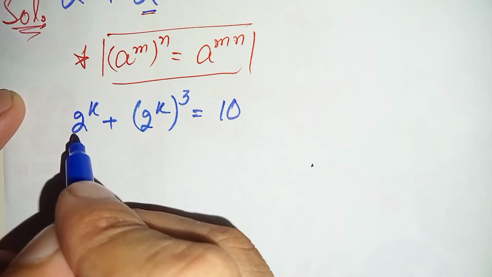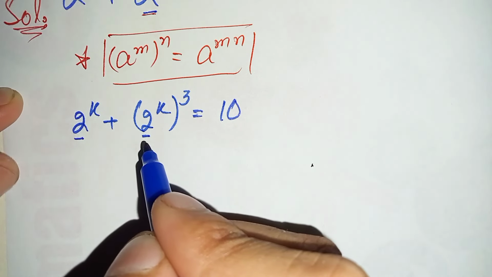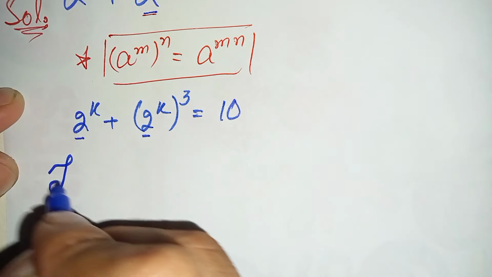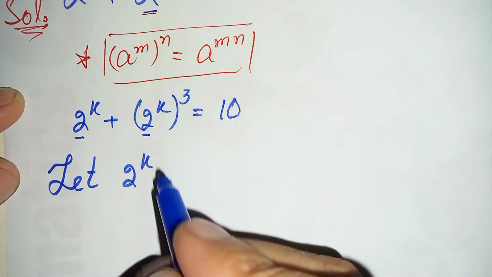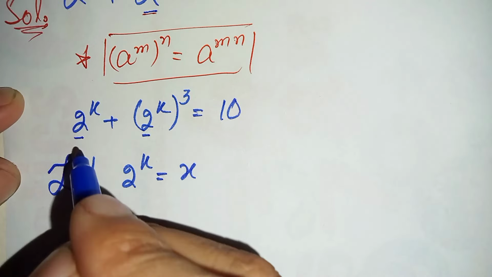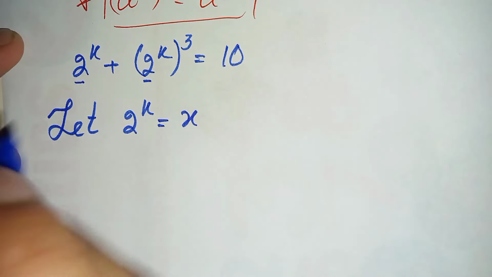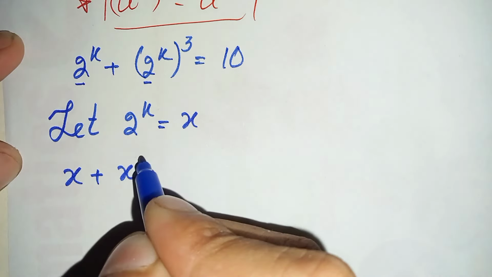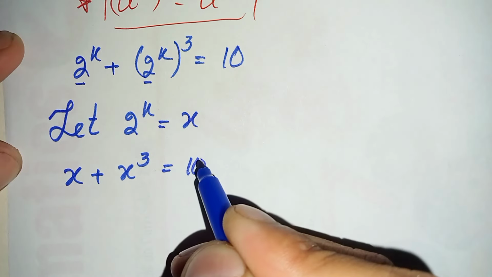Now look to the left hand side, here there is 2 raised to power k and there is also 2 raised to power k. So here we will make a supposition. Let us suppose this 2 raised to power k is equal to another variable, let us suppose x. So next we will replace 2 raised to power k in the left hand side with x. So this equation will become x plus x cube is equal to 10.